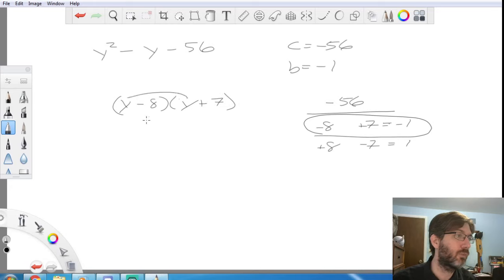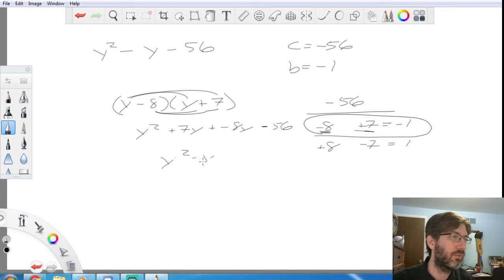And again, you can check by FOILing. Y squared, that is a +7y. And again, that makes sense. We want that +7. And you get the -8y, and that makes sense. You want the -8. And this gives you your -56. So when you combine it, you get y squared minus y. It's actually -1y, but again, we don't write the 1. And minus 56. So hopefully that helped you out.